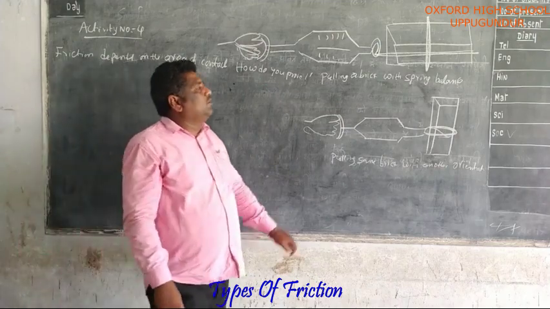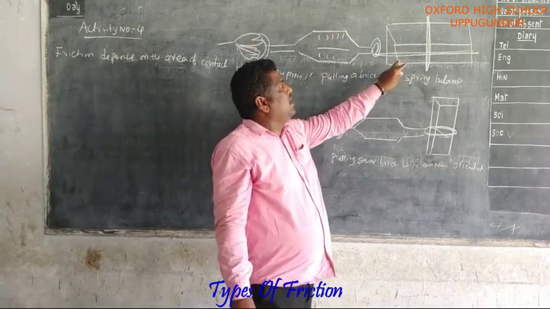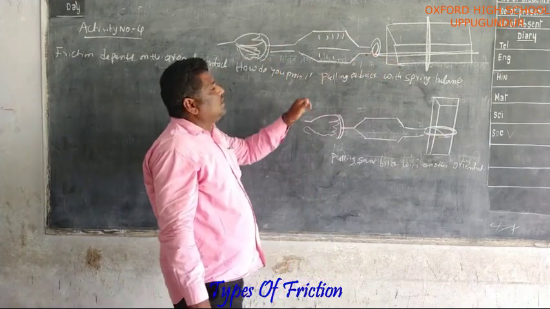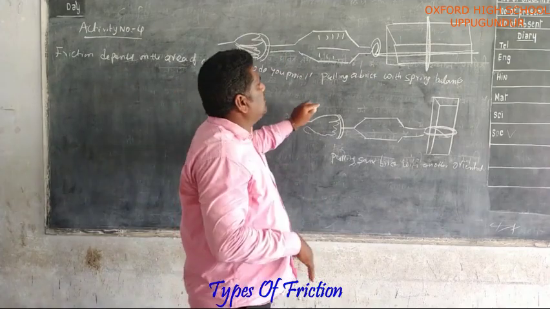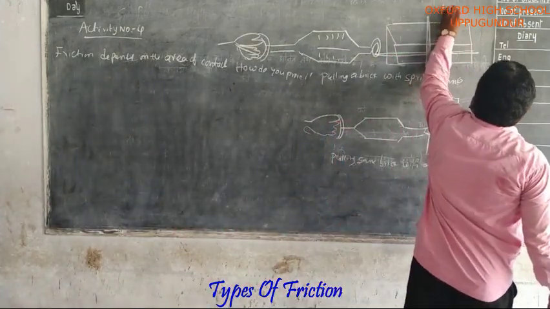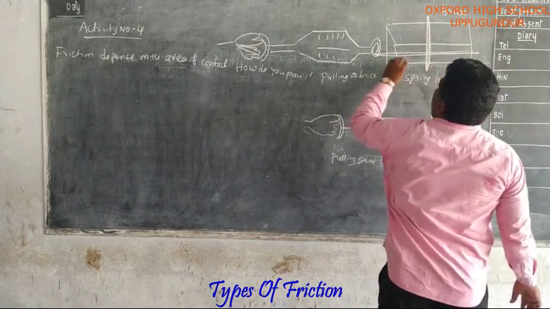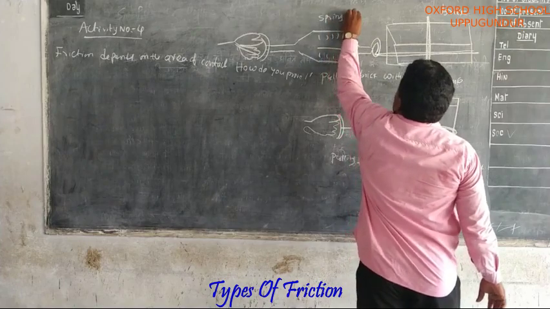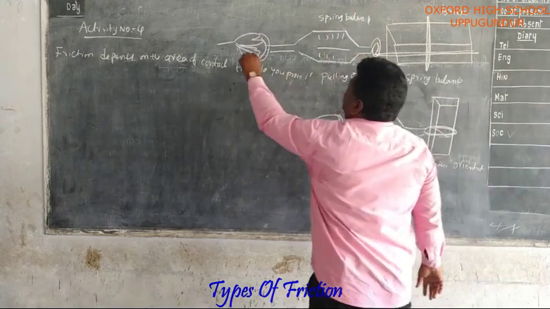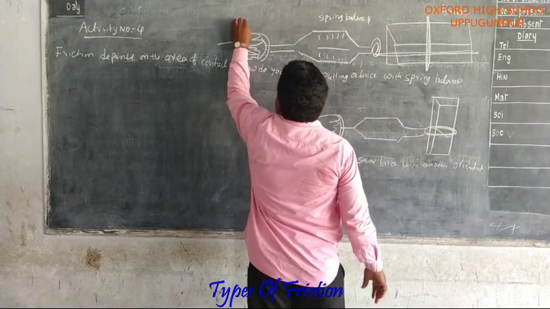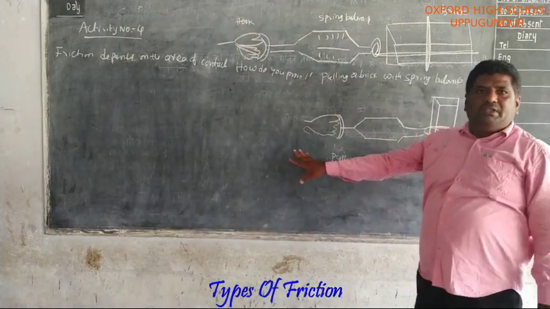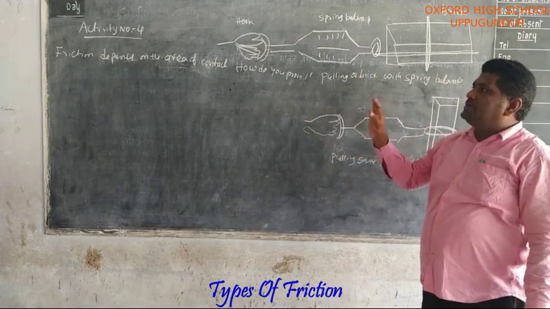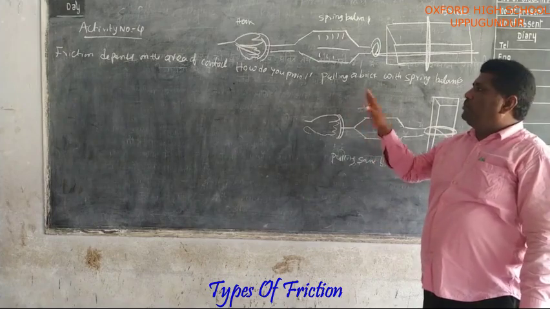First of all, we'll draw one brick, and we'll take a spring balance and a hook. Now I will draw the parts in the picture. It is the brick. Next, it is the spring balance. Next, it is the hook. Mainly, in this activity number 4, we will prove that friction depends on the area of contact.